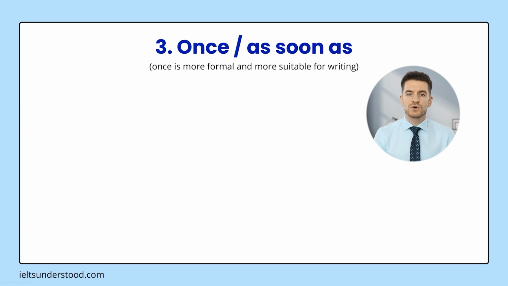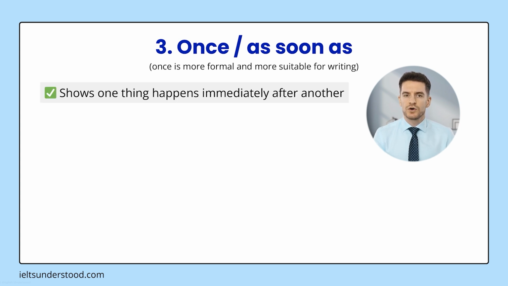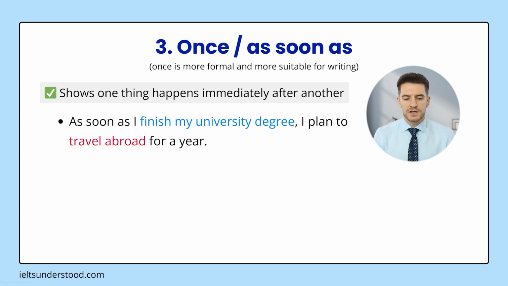Now let's move on to structure number 3, which is once or as soon as. Now please note that once is more formal and more suitable for writing, whereas as soon as is more suitable for speaking. So what does once mean and what does as soon as mean? Well, we use these words or these phrases to show that one thing happens immediately after another. And that's the key thing there. Something happens immediately after something else. It happens straight away. So let's look at an example.